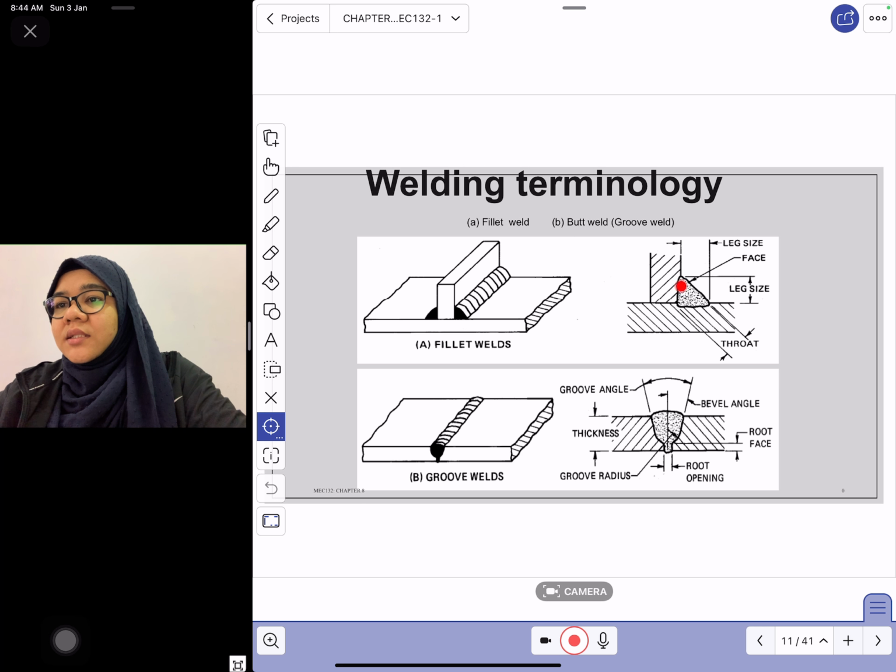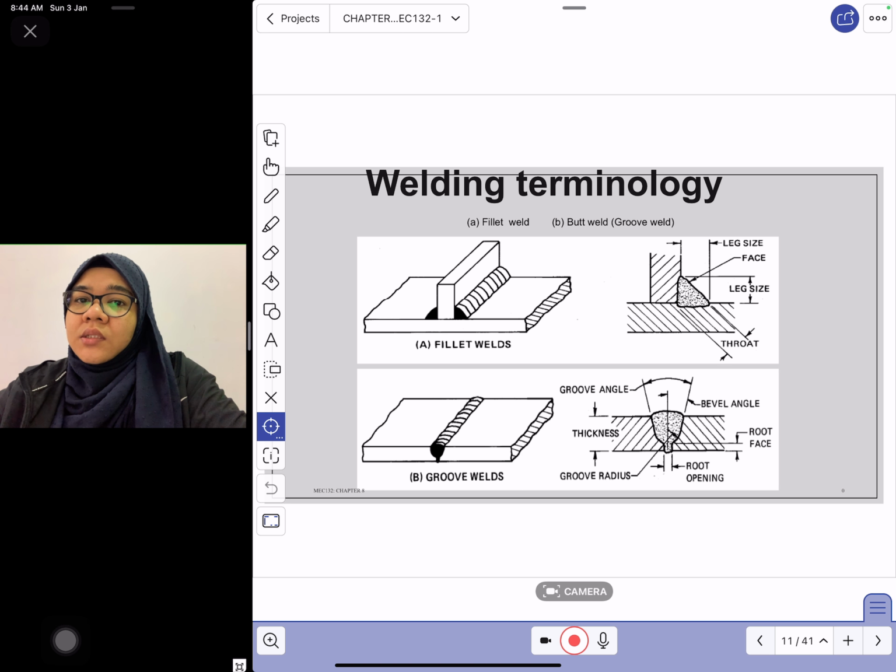So leg dekat sini lah, dia punya area leg size, dekat sini leg size. And then kita ada face, face weld dekat sini. And then throat adalah jarak sini. Okay, yang ni kena ingat lah, kena tahu. Kalau tak, kita tak tahu nak baca apa ni drawing tu macam mana.